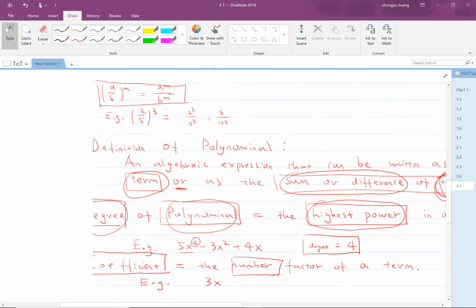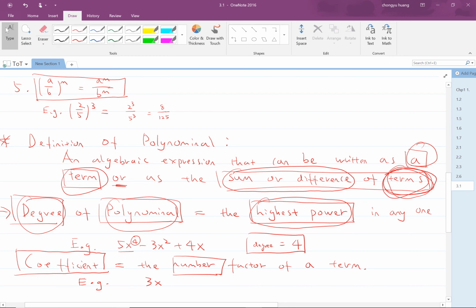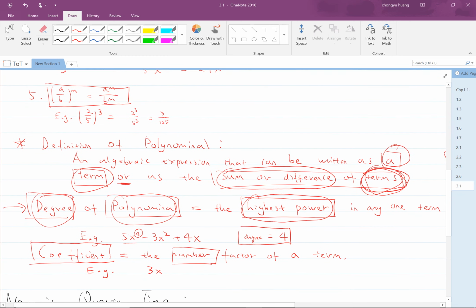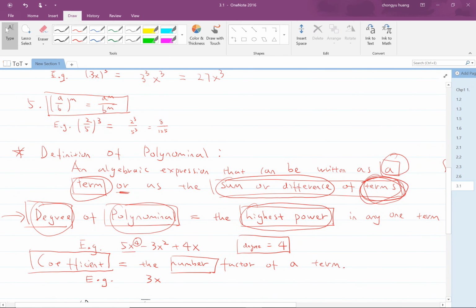So, to repeat one more time, the degree of the polynomial is the highest power in any one term, and the highest power we've got over here is x to the power 4. So the degree is equal to 4.